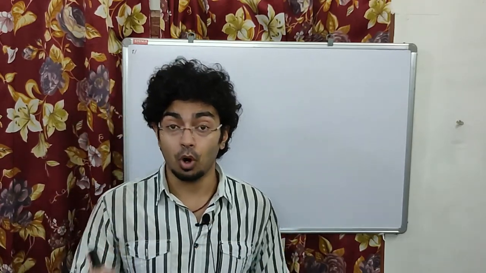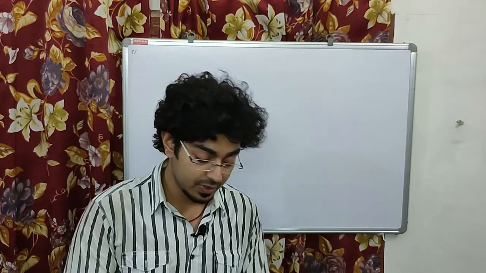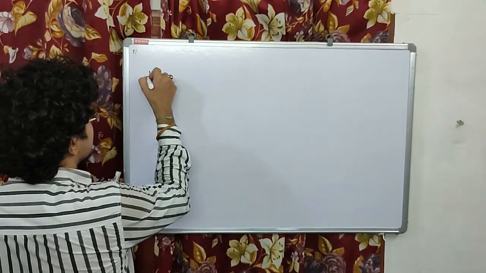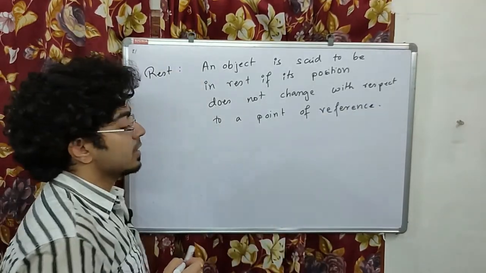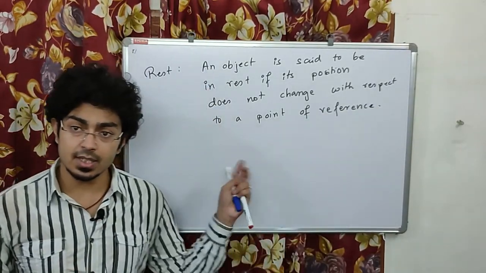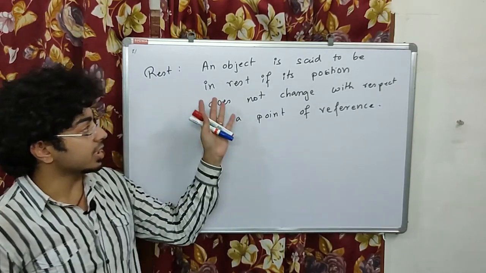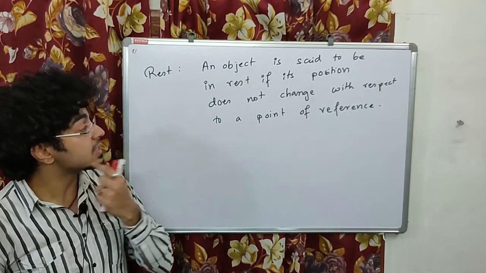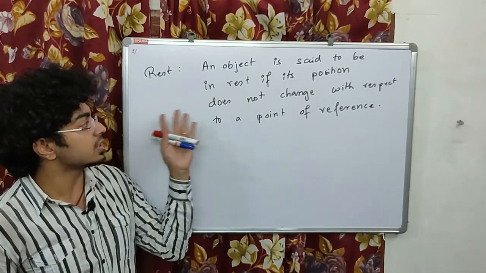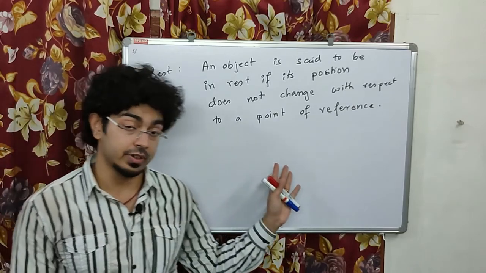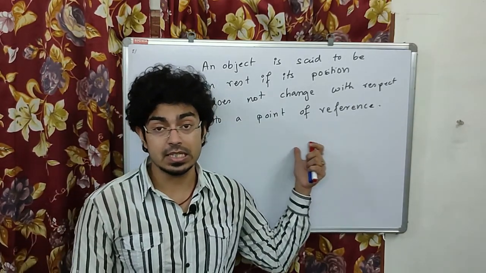Next we are going to study what is rest and what is motion. Rest means when a body is in a state of rest. An object is said to be in a state of rest if its position does not change with respect to a point of reference. Now this point of reference is very important.